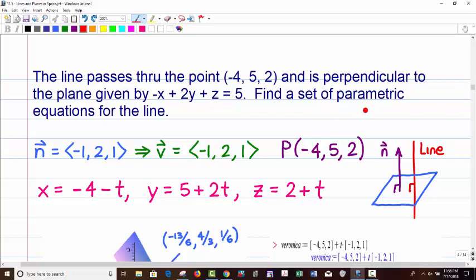So we can use the n. And the n, remember, will be the coefficients. Even though that's expanded out, don't worry about it. The normal vector to the plane is the direction vector of the line and will be the coefficients of this equation right here. So it's -1, 2, and 1. So that's your direction vector. And then you have the point given, which is -4, 5, and 2.